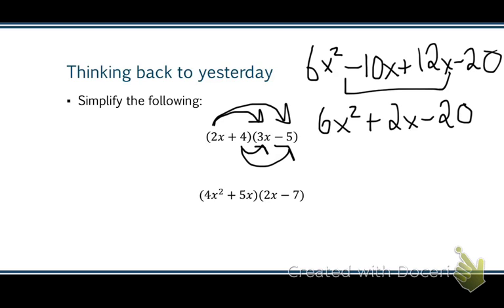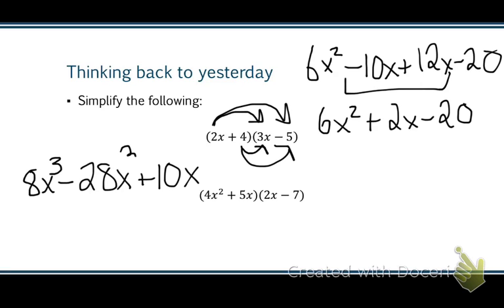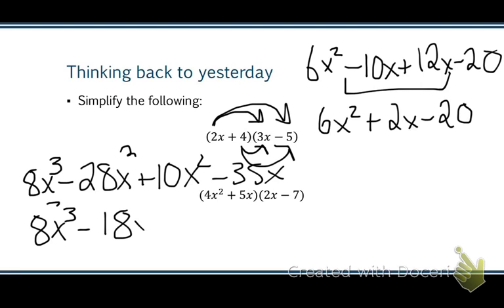So you should have gotten 8x cubed minus 28x squared plus 10x squared minus 35x. And then you combine the like terms. You get 8x cubed minus 18x squared minus 35x.